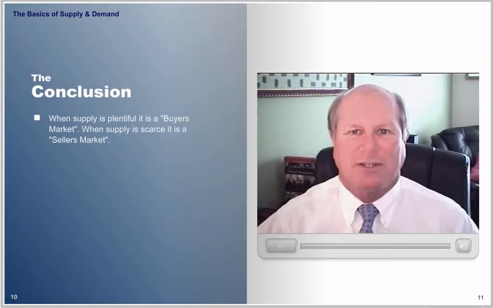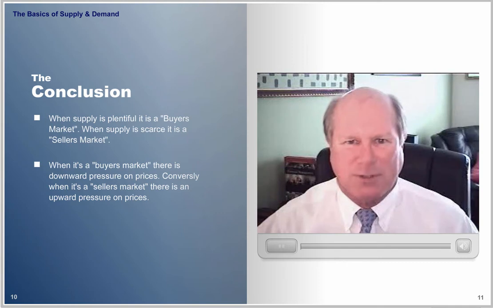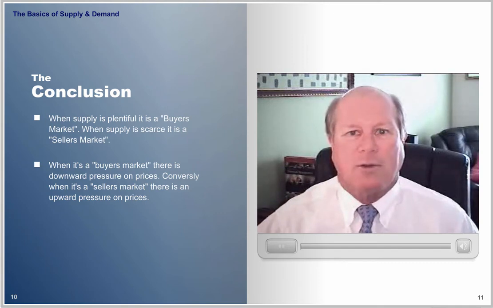Another conclusion is that when supply is plentiful, it's a buyer's market, and when supply is scarce, it's a seller's market. When it's a buyer's market, there is downward pressure on prices, and when it's a seller's market, there is an upward pressure on prices. Think about the implications. Of course, there is always more, but you now know the basics.